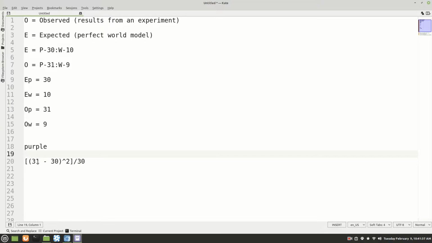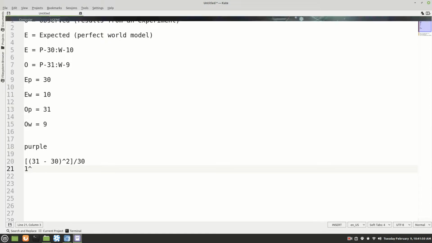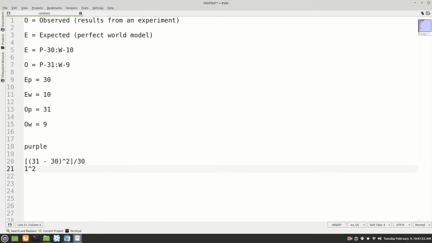Now what is our answer? Well, 31 minus 30 is 1. 1 squared is 1 times 1, which still equals 1. So then we take that 1 and we divide it by 30. So our answer is 1 over 30, 1/30. All right, now we need to do the same thing for white.